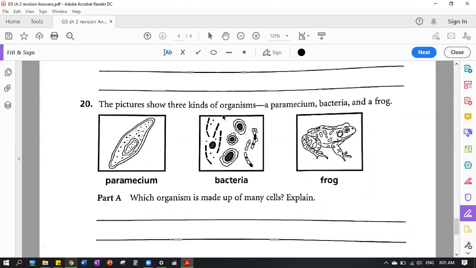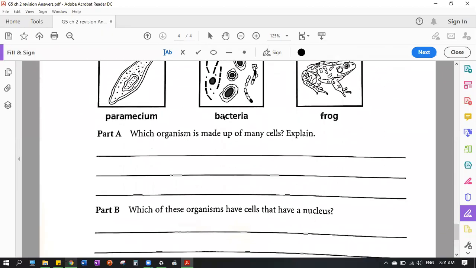Number 20. It says the picture shows three kinds of organisms, a paramecium, bacteria, and a frog. This question is made up of two parts. Okay, let's start with part one. Which organism is made up of many cells?